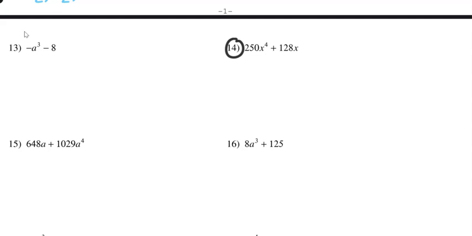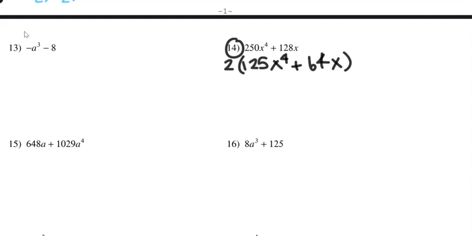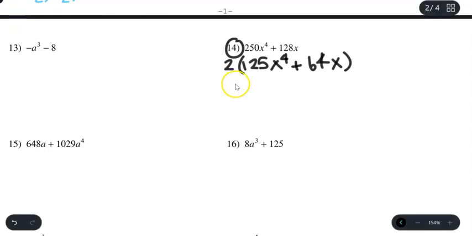So let's try, first of all, even numbers. They're both even, so let's factor out a 2. That gives me 125x to the 4th plus 64x. Okay, well, I took care of the constants. And what does this do for me? Well, 250 is not a perfect cube, but when I factor out a 2, 125 is a perfect cube, and so is 64. But I still have this problem, x to the 4th.